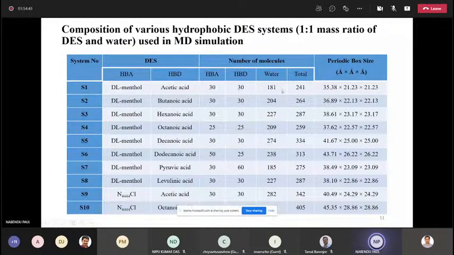So here one thing needs to be mentioned: for the first 8 systems, the HBA is constant, that is the DL-menthol. I have only changed the HBD, the hydrogen bond donor, from acetic acid to higher organic acids like dodecanoic acid. And systems 9 and 10 have tetrabutylammonium chloride as HBA, and acetic acid and octanoic acid respectively for HBD. So let us go to the results and discussion part.